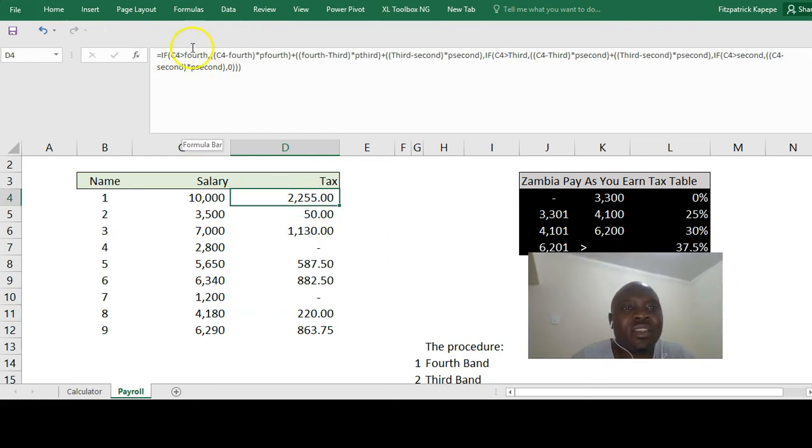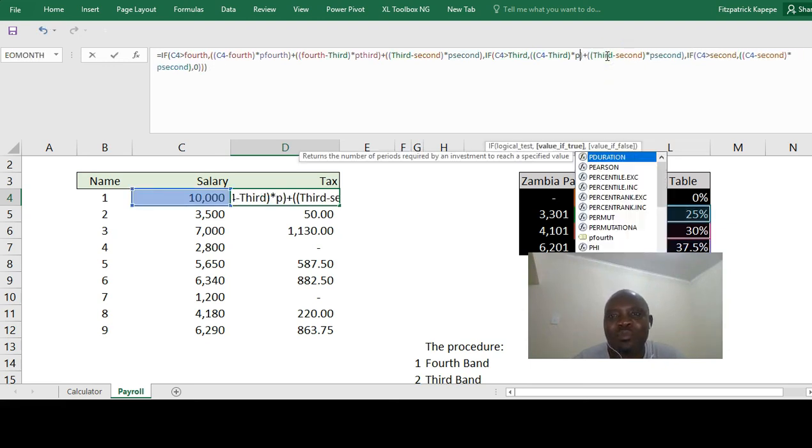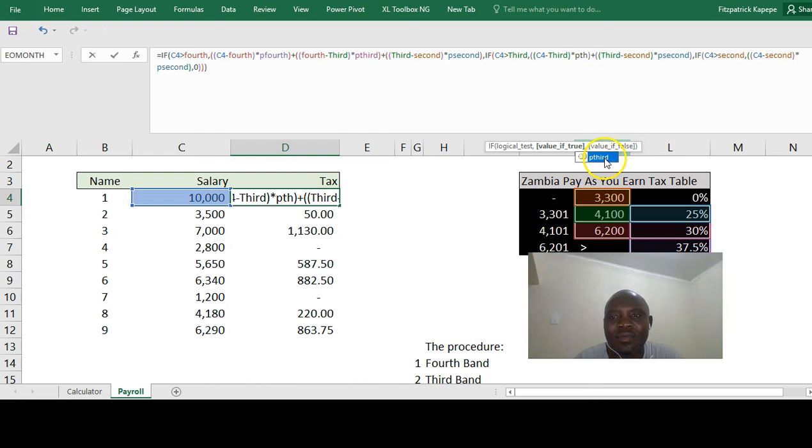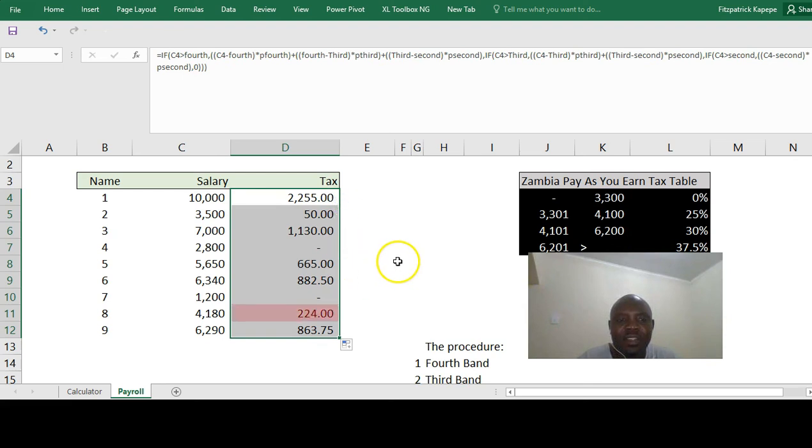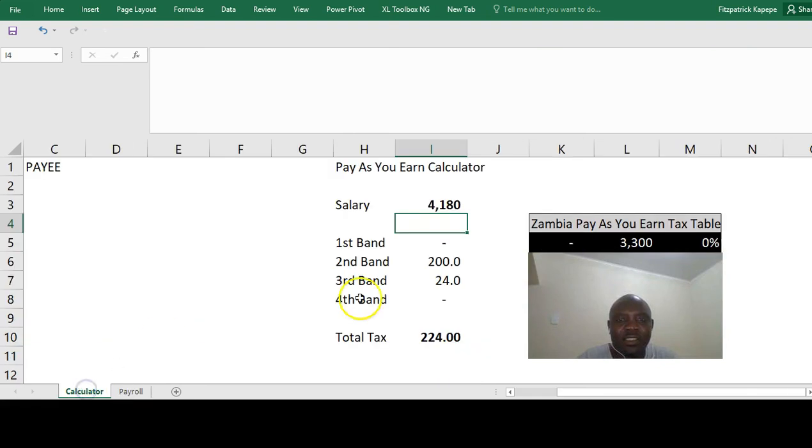The first argument on the fourth, what are we picking? We are picking the fourth percentage. The second argument on the third, we are picking the third, we are picking the second, and we are picking the second. So there's an error here. So this is supposed to be P third. And so that here we have the P second. Okay. I hope it works. Now we have debugged it.